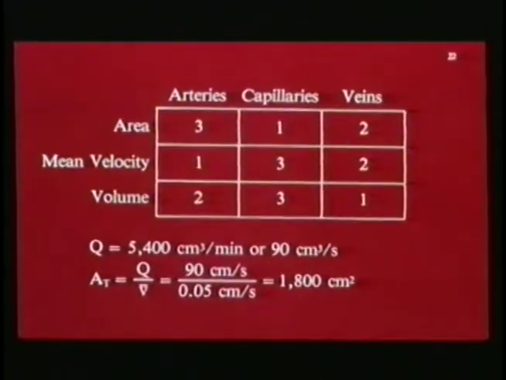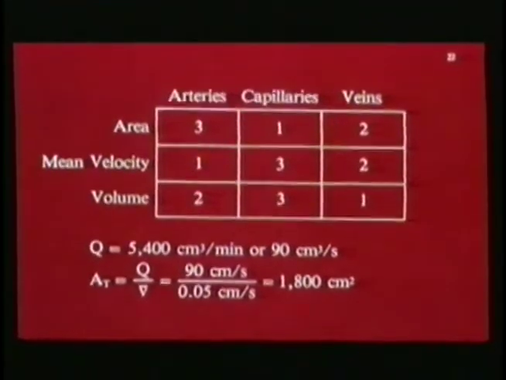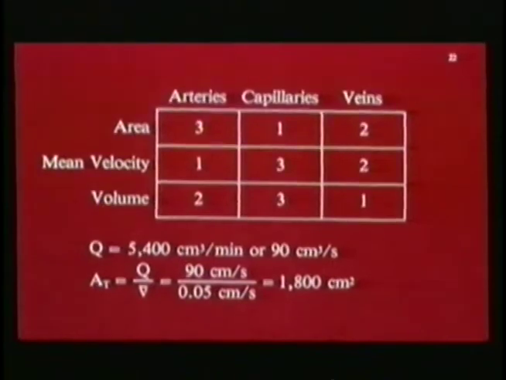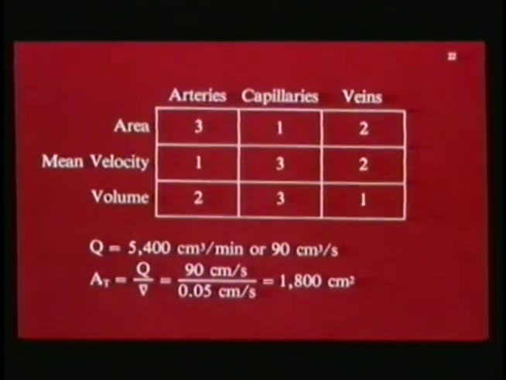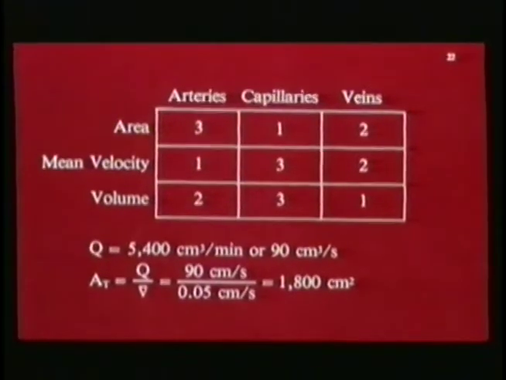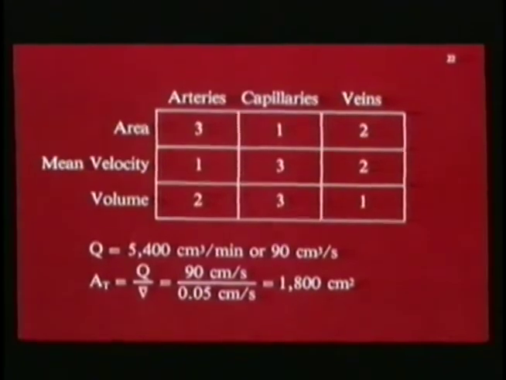2. Total cross-sectional area of any vascular generation is equal to the total volumetric flow divided by the mean linear velocity of flow. In this case, the calculated total cross-sectional area of the capillaries is 1,800 centimeters squared.